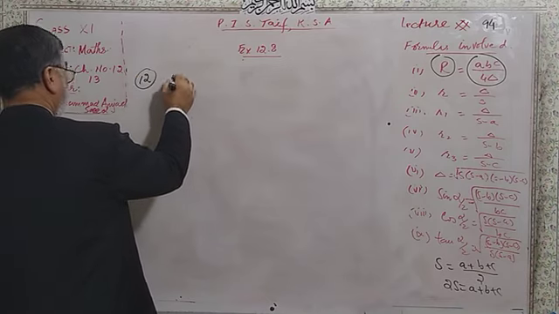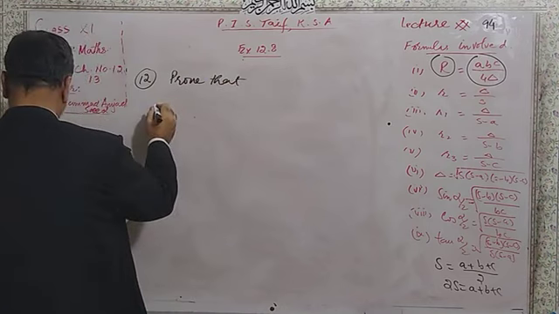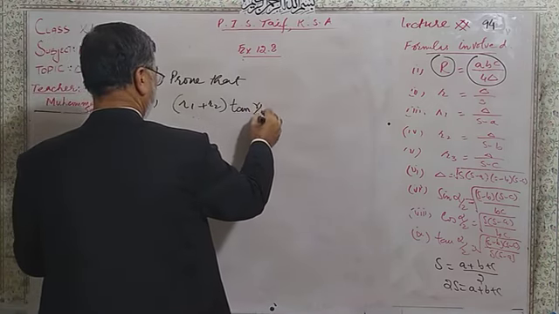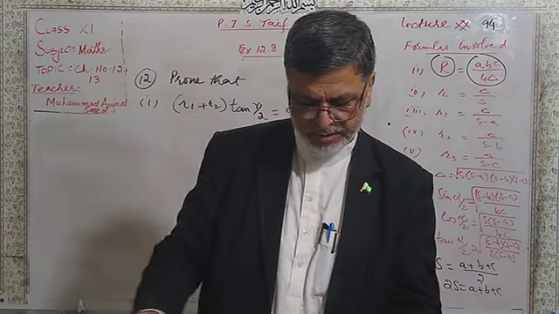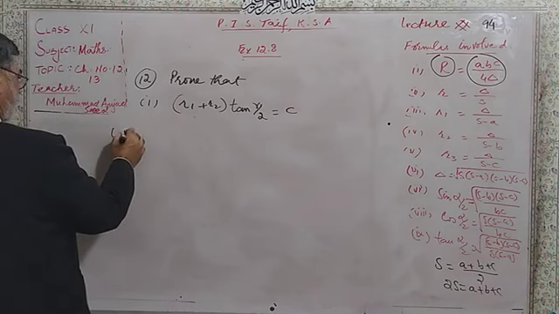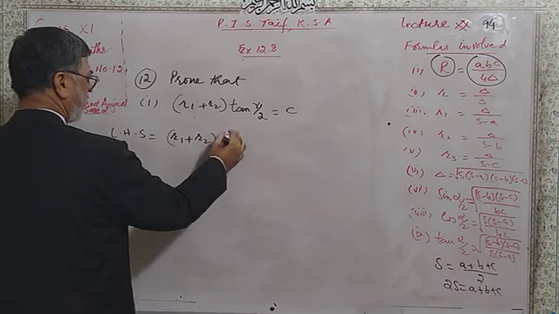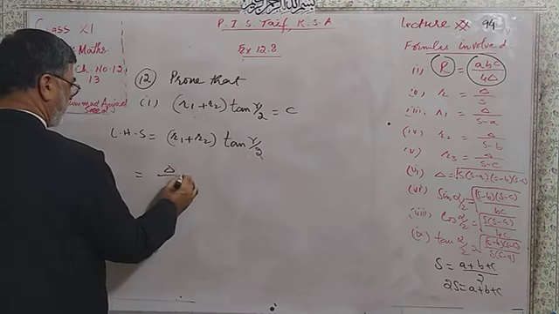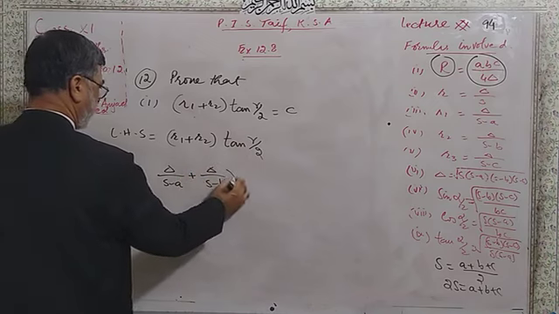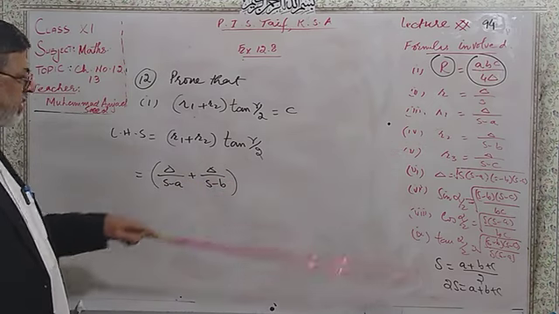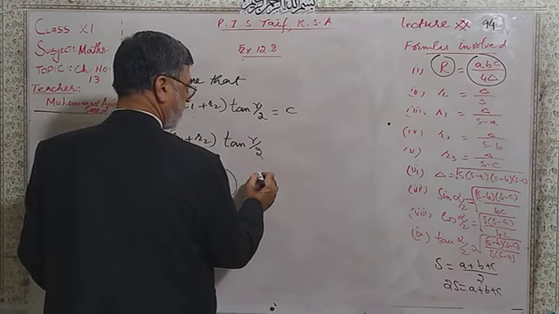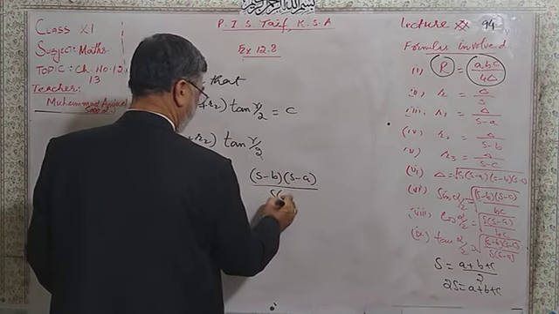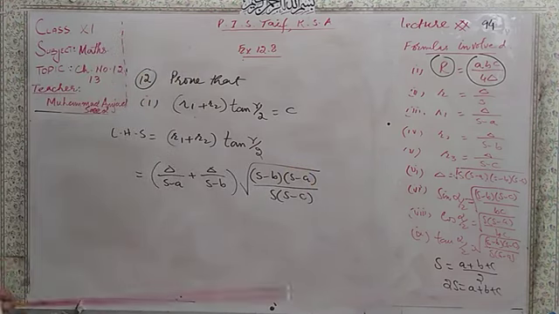Question number 12. Prove that R1 plus R2 into tangent gamma by 2 is equal to C. Dear students, you will take left hand side: R1 plus R2 into tangent gamma by 2. Yes, we have R1 is delta over S minus A, R2 is delta over S minus B. Tangent gamma by 2 is S minus B, S minus A over S into S minus C.